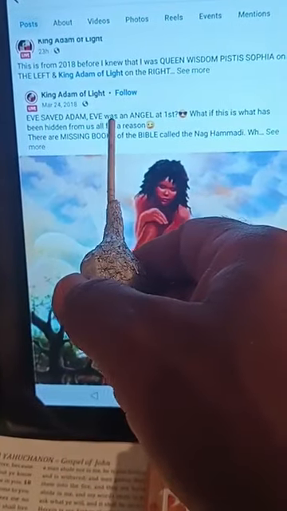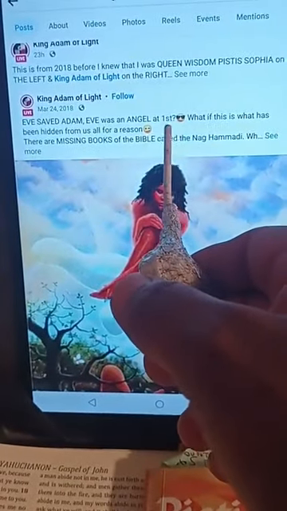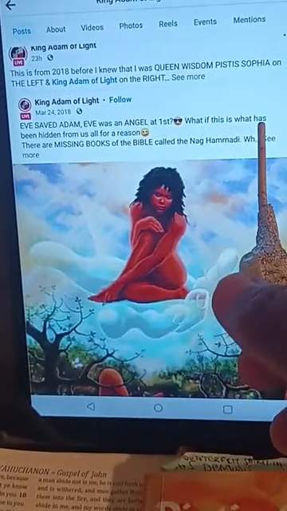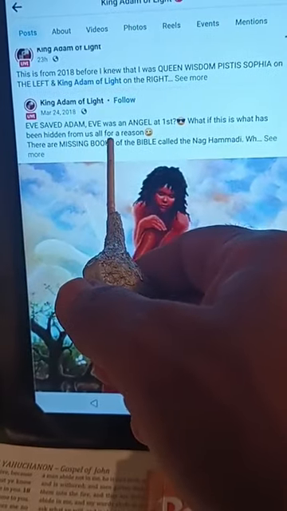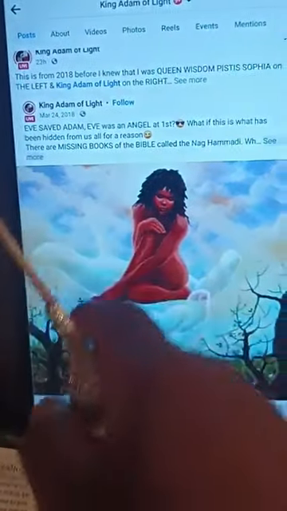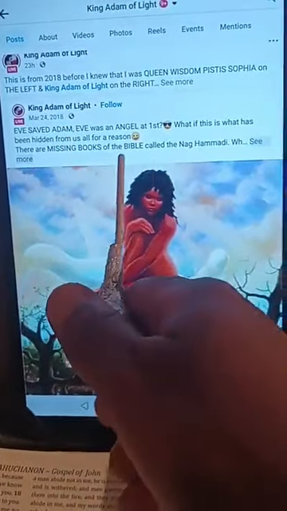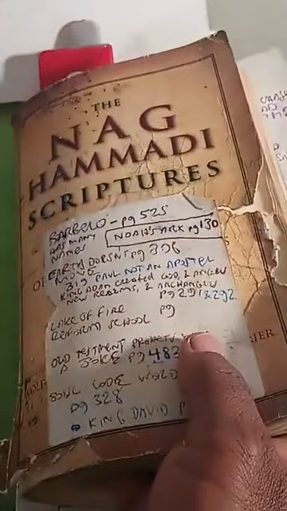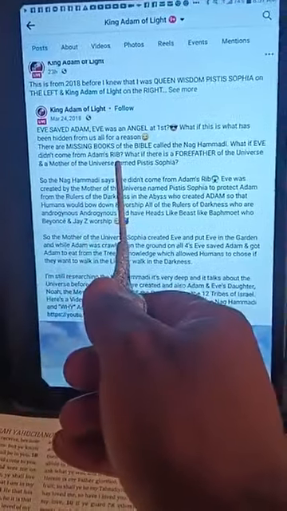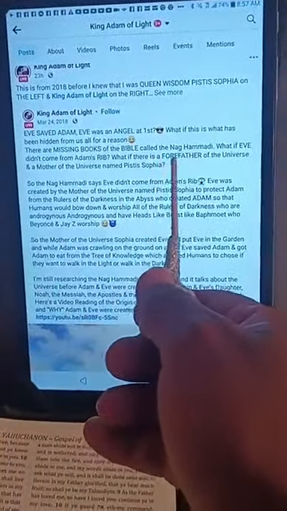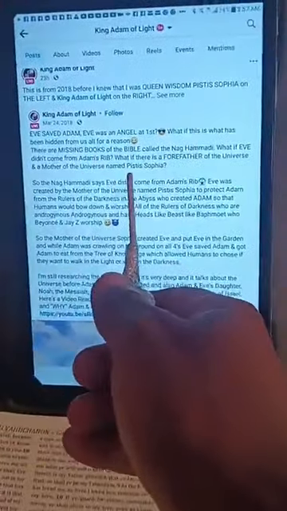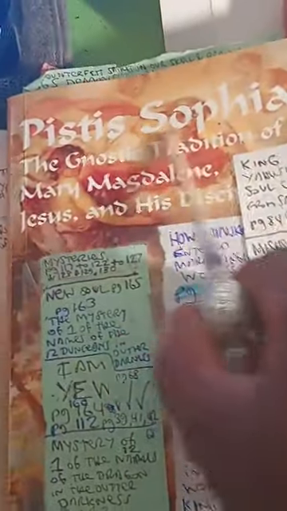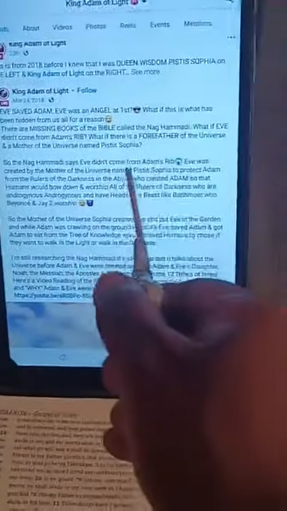Eve saved Adam. Eve was an angel at first. I'm like, what? What if this is what has been hidden from us all for a reason? There are missing books in the Bible called the Nag Hammadi. What if Eve didn't come from Adam's ribs? She didn't. What if there is a forefather of the universe and a mother of the universe named Pistis Sophia, who's Queen Wisdom? So the Nag Hammadi says Eve didn't come from Adam's ribs.